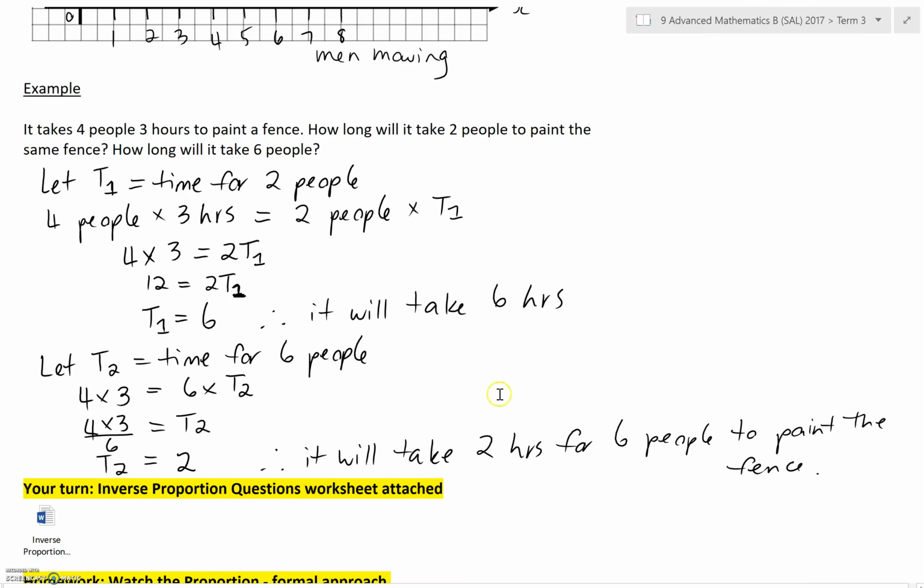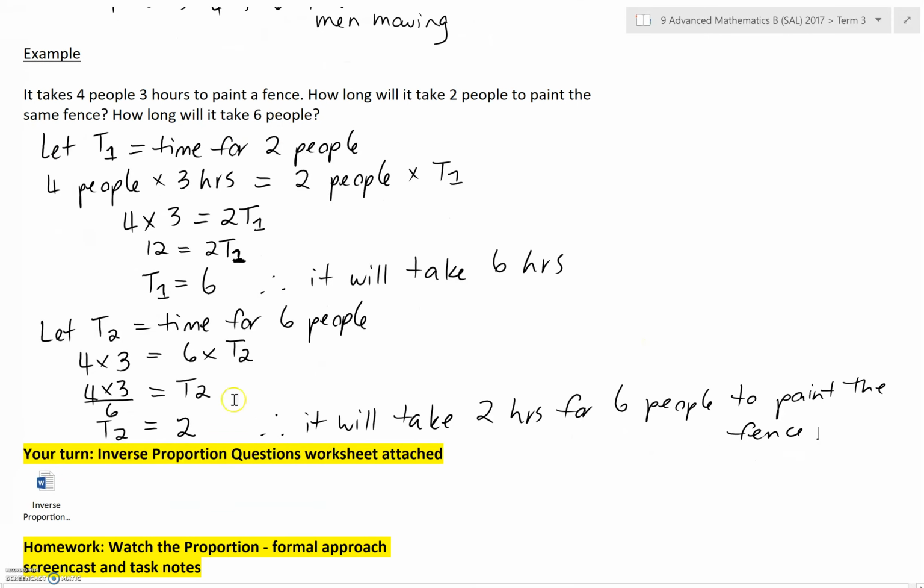There are some questions here for you to have a go at. There's nothing really in the textbook on this. So work through the questions in this worksheet, and your homework is going to be to watch the next one, proportion, the formal approach, screencast, and take notes. And we're going to tie our last little bits of proportion together in that. Okay, see you in class.